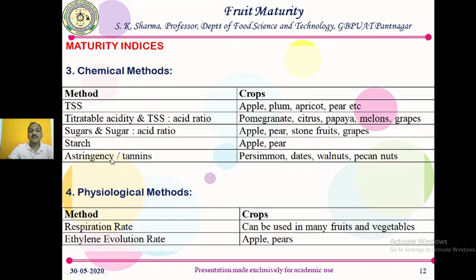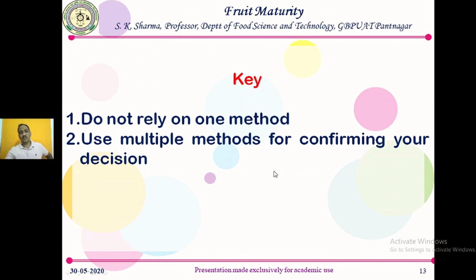Astringency and tannins: persimmon, dates, walnuts, you would have seen that these are quite astringent, so that is also used as a criterion for judging the maturity in these crops, the persimmon. There are some other methods which are used to a lesser extent to judge the maturity. These are the respiration rate and ethylene evolution rate. These are physiological methods, and they can be used in many fruits. Apples and pears are good examples. But then what is the key? What is the take home?